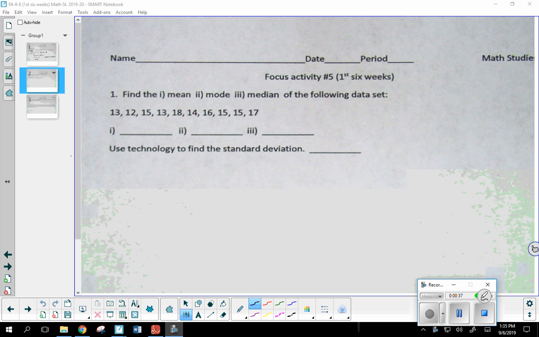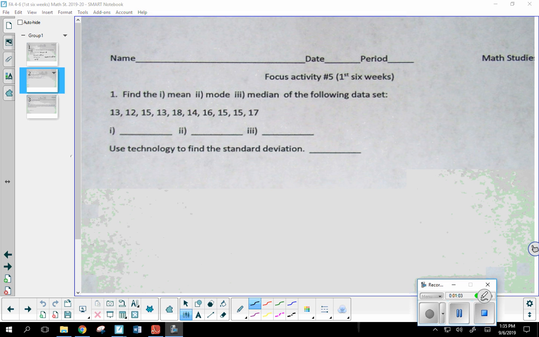Focus activity number 5. I want to find the mean, mode, and median of the following data set. Okay, and then I want to use technology to find the standard deviation. Since we're going to find the standard deviation using technology anyway, do we want to just use technology for the rest of it, or is there anybody who'd like to do that by hand? No? No, calculator's fine? Okay.